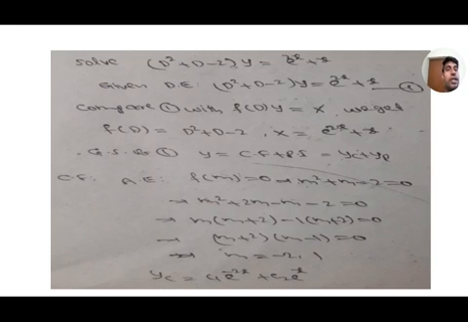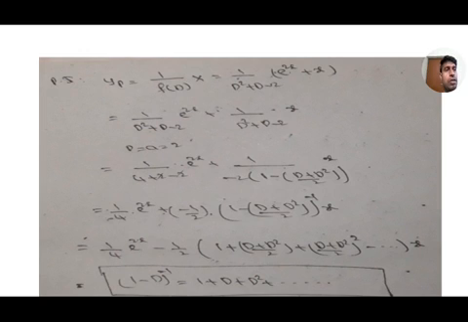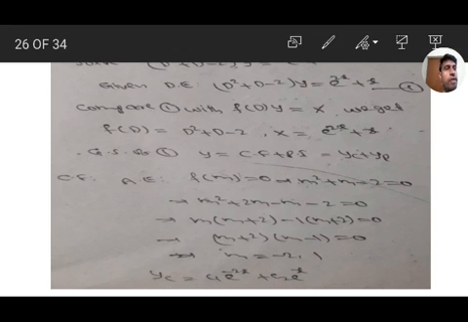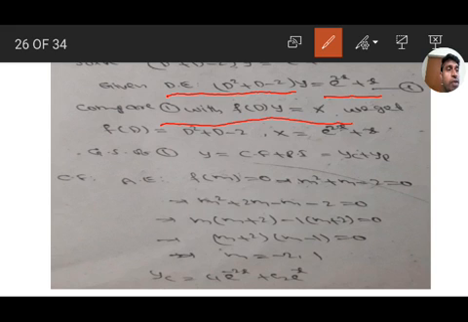Next, let us move to the next problem. Solve (D square plus D minus 2) of y equal to e to the power of 2x plus x. So the given differential equation is (D square plus D minus 2) of y equal to e to the power of 2x plus x. Compare equation 1 with f of D of y equal to capital X. We get f of D equal to D square plus D minus 2 and capital X equal to e to the power of 2x plus x.